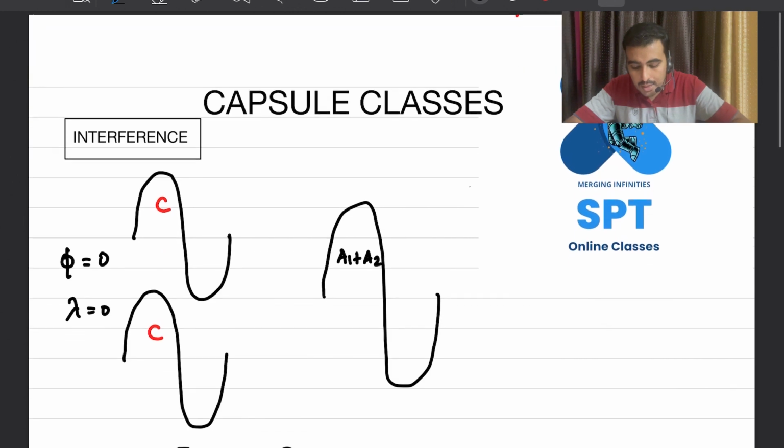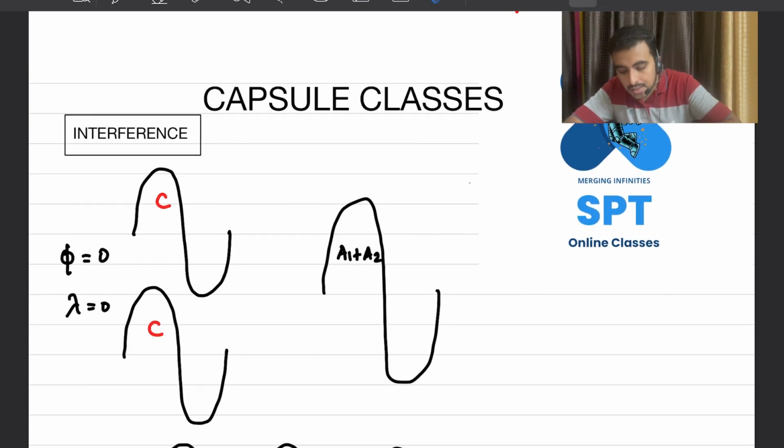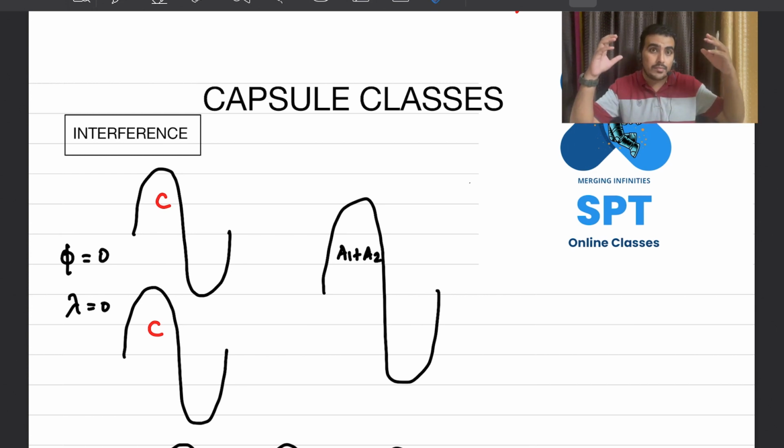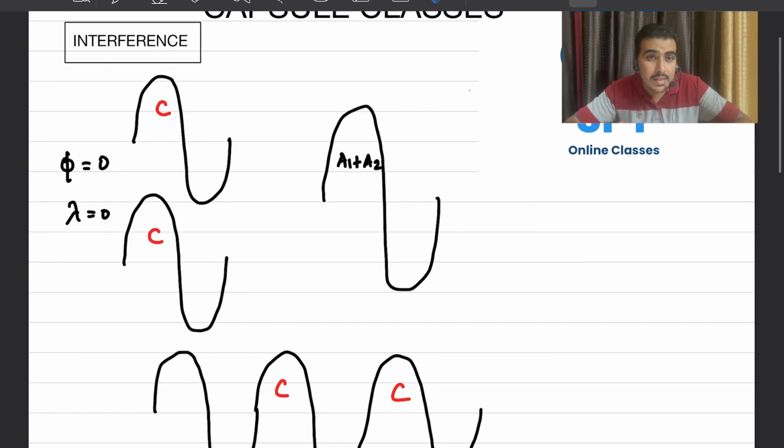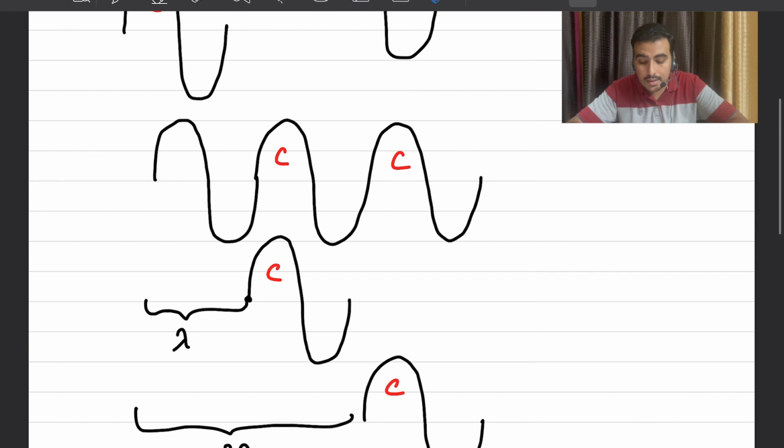So let's quickly summarize what we learned today. We learned about constructive and destructive interference. I haven't mentioned anything about Young's double slit experiment or its interference pattern or its angular position or bandwidth, that we can cover in another video. But in today's session we basically discussed the superposition of two waves and getting a resultant wave of amplitude which is basically the sum of the amplitudes of the individual waves.